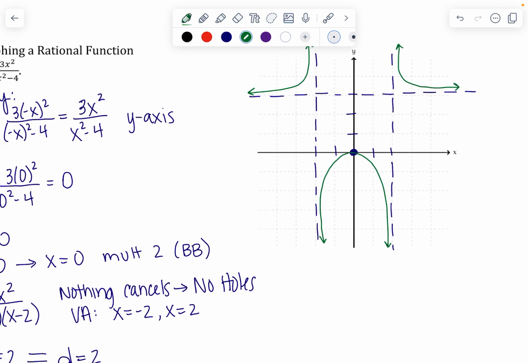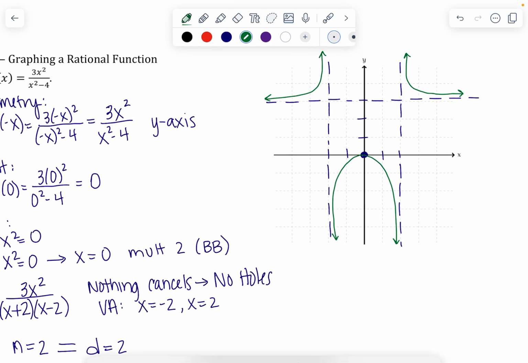Okay. All right, just like how we finished the last one, let's find our domain and range. So our domain here, we had 2 vertical asymptotes. So we have −∞ to −2, union −2 to 2, union 2 to ∞.